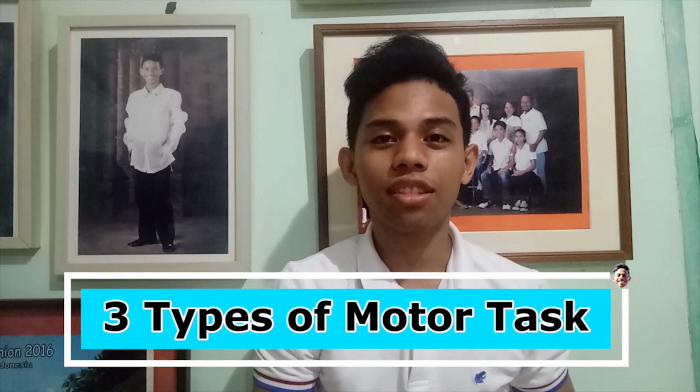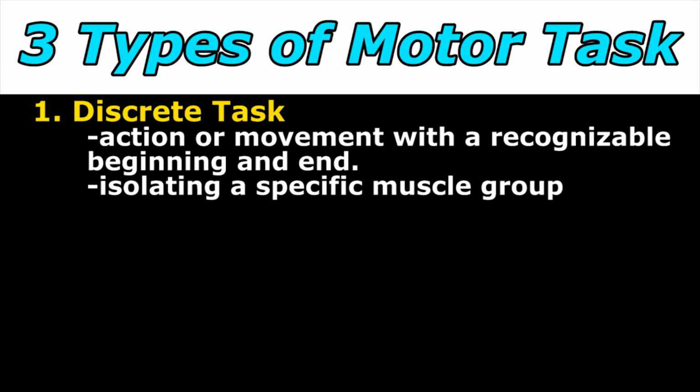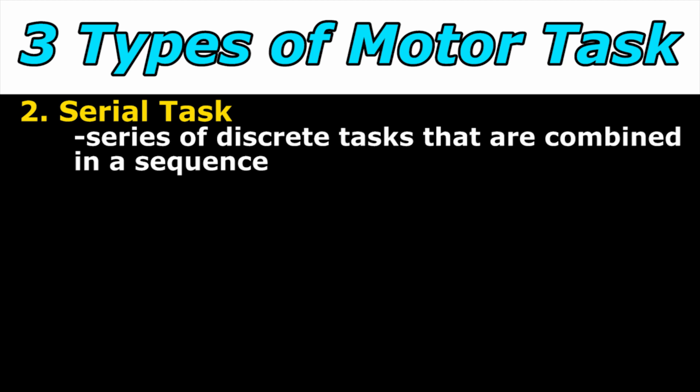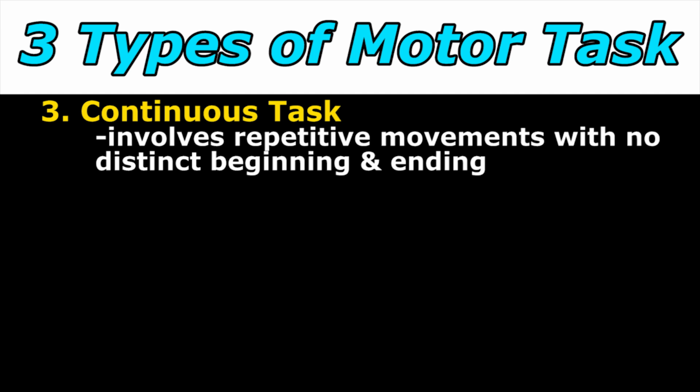First is the discrete task, which involves an action or movement with a recognizable beginning and end, isolating a specific muscle group. Second is the serial task, which is a series of discrete tasks. And third is the continuous task, which involves repetitive movements with no distinct beginning and ending.